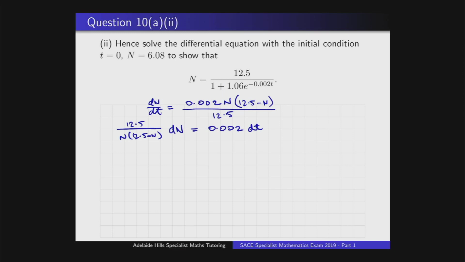So that's separated, and we can use the result from the previous part to break that fraction on the left hand side down into 1 over n plus 1 over 12.5 minus n, dn. On the right hand side, 0.002 dt. Okay, so now we can integrate.